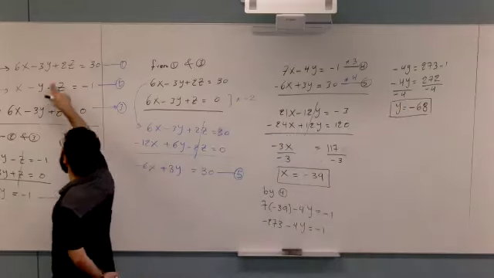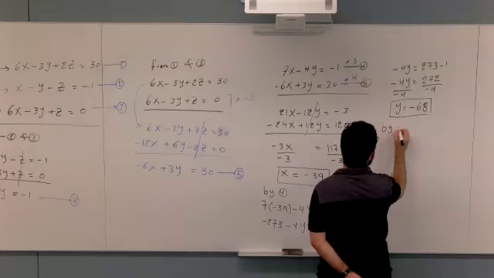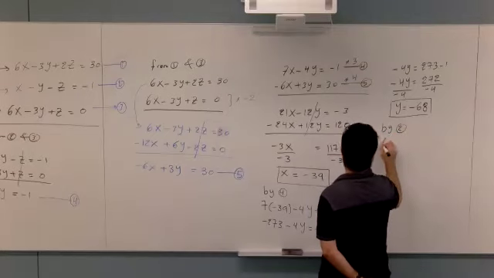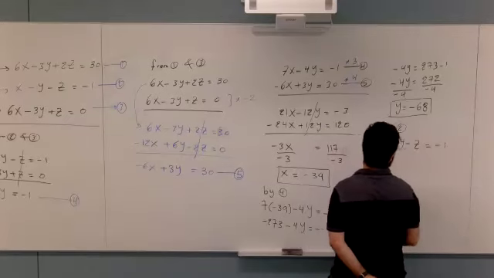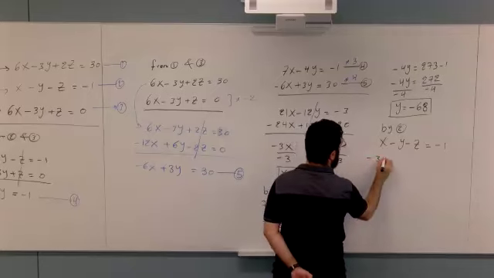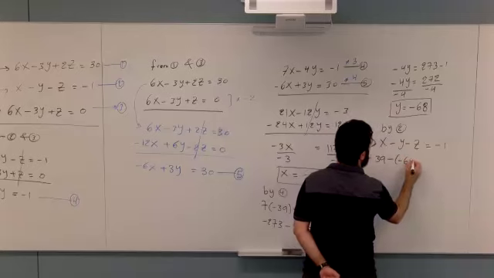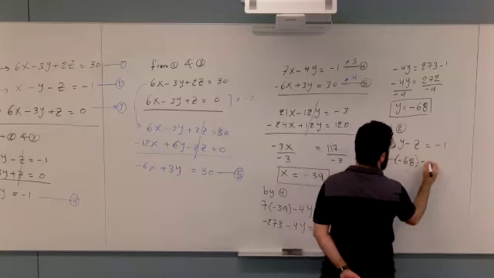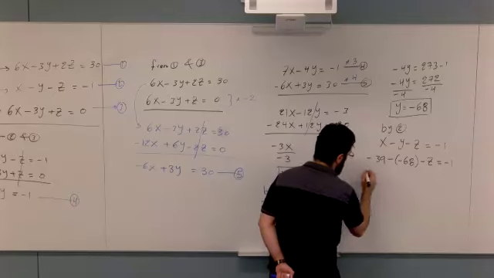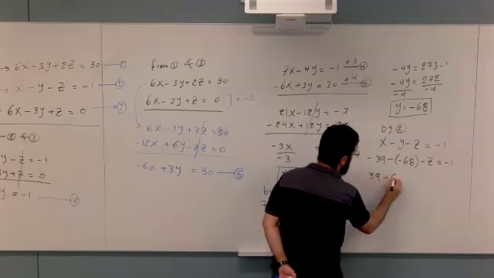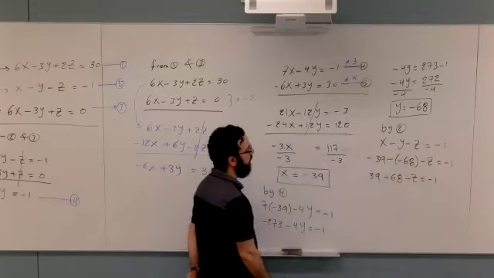I'm gonna go to one of the original equations. I'm gonna choose 2. It's up to you. By 2, we have x minus y minus z equal negative 1. X is negative 39, minus the value of y, negative 68, minus z equal negative 1. So negative 39 plus 68 minus z equal negative 1. How much is the value of z?